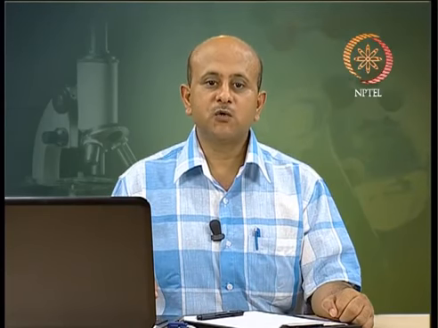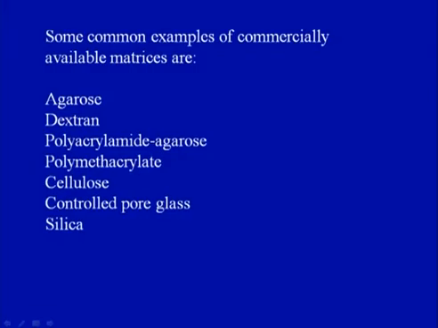Now, there are a lot of different kinds of matrices used. Commonly used matrices include agarose, dextran, polymethacrylate, polyacrylamide, cellulose, controlled pore glass, silica and so on. So, there are a whole lot of different matrices available. Now, once the matrix is chosen, it has to be pre-activated and then the ligand has to be put in. Many times one needs to put in a spacer arm.